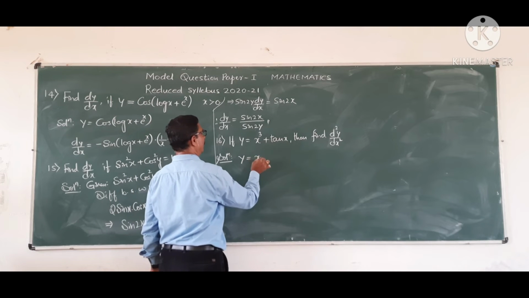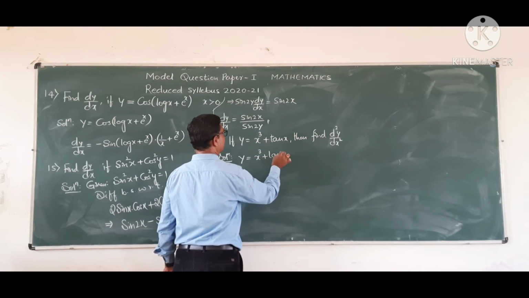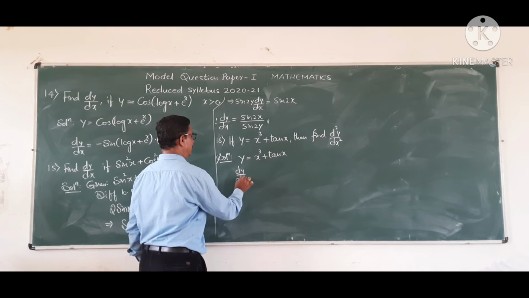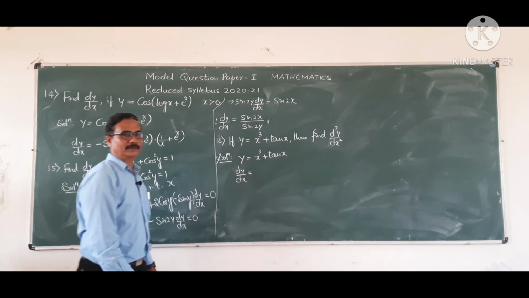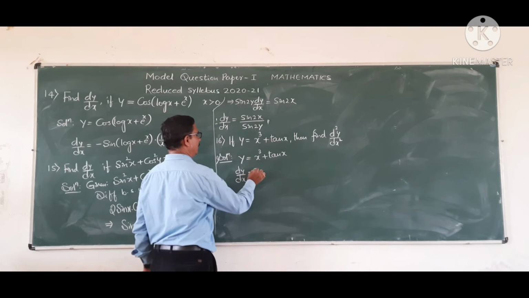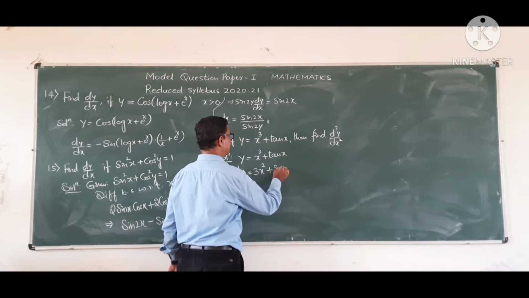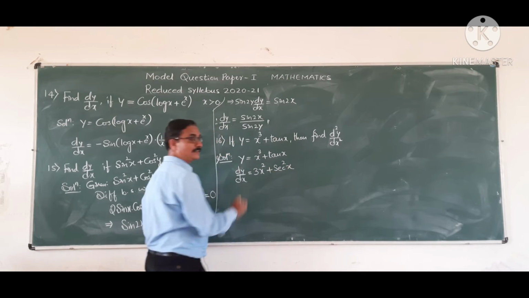Given data y is equal to x cube plus tan x, then dy by dx is equal to, first to find the first order. What is the derivative of x cube? You know what is that? 3x square. What is the derivative of tan x? Secant square x. This is the first order.